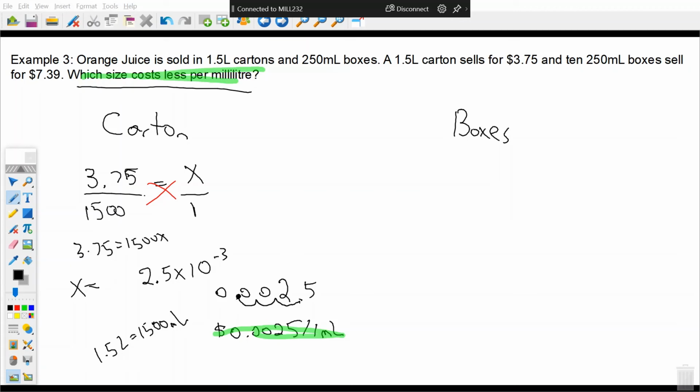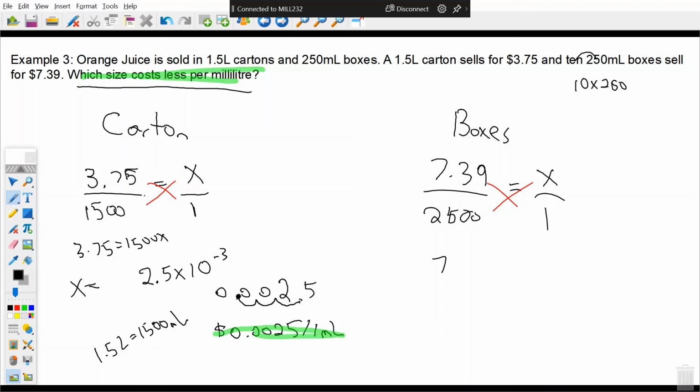Now we do the boxes. For the boxes, you pay $7.39. You get 10 250 milliliter boxes. So 10 times 250 is 2,500. So you are getting 2,500 milliliters for $7.39. How much do you pay for 1 milliliter? Again, cross multiply and divide. You get 7.39 equals 2500x. Divide both sides by 2500.